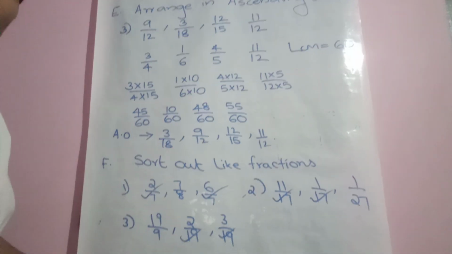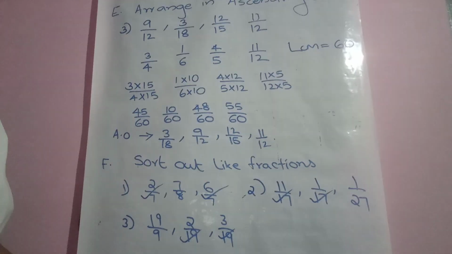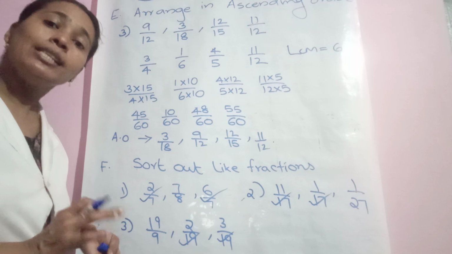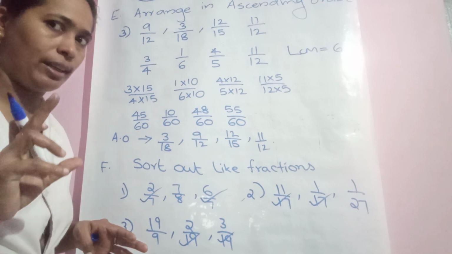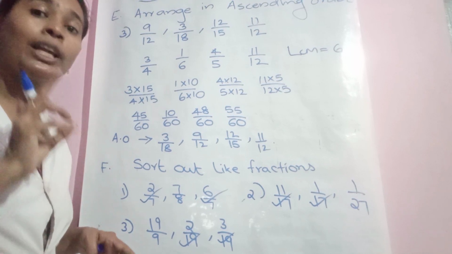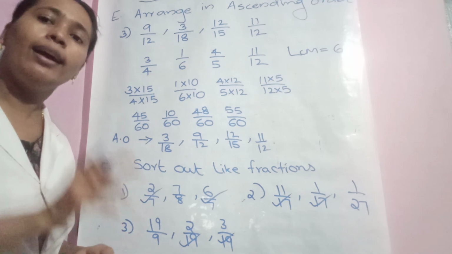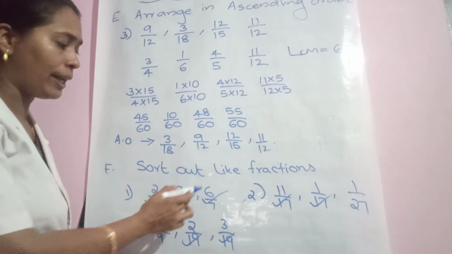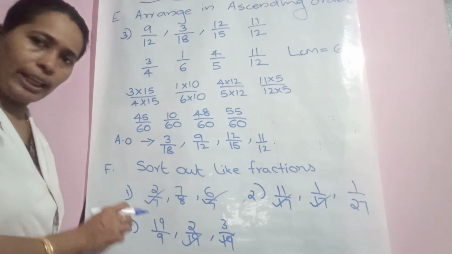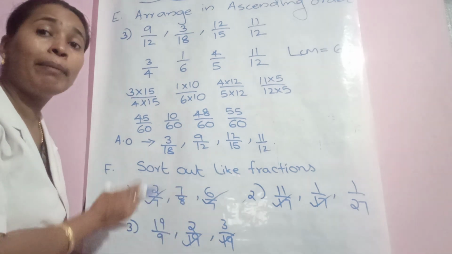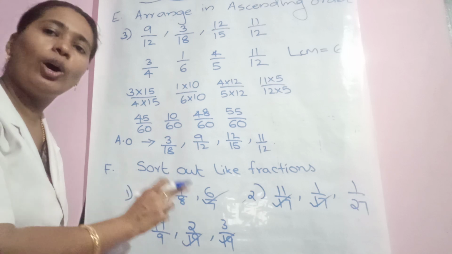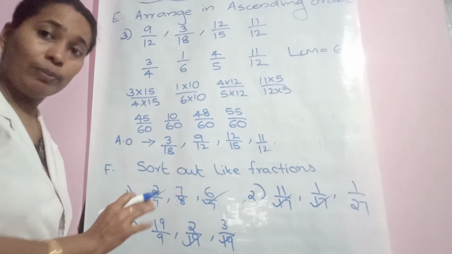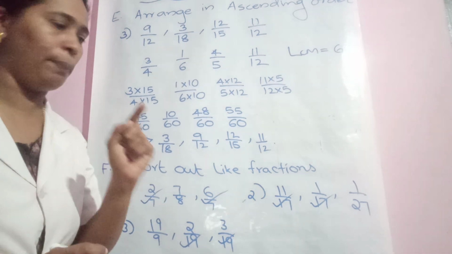Next last question from this is very easy for you. Sort out the like fractions. So you want to know what is meant by like fractions. Like fractions means fractions having the same denominators. Fractions with same denominators are called like fractions. So see this one, 2 by 7, 7 by 8, 6 by 7. Among the three, two of them have the same denominator, so they are called like fractions. Just write it in your textbook. Same denominator, keep it in your mind.